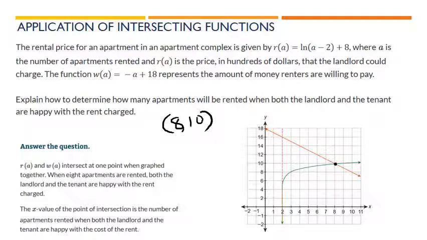Now, what does that mean? When they intersect at one point, and that point is (8, 10), when 8 apartments are rented, both the landlord and the tenant are happy with the rent charged. The x value of the point of intersection is the number of apartments rented when both the landlord and the tenant are happy with the cost of rent. So that's how you would explain this. That point of intersection is where both the tenant and the landlord are happy.